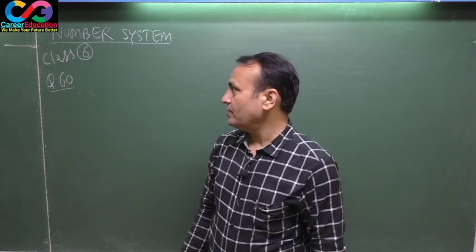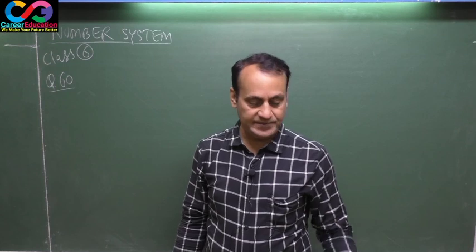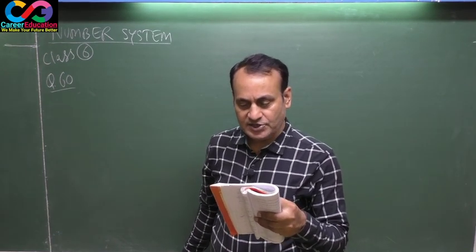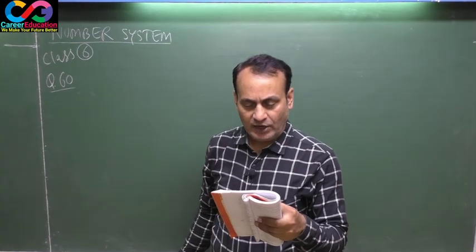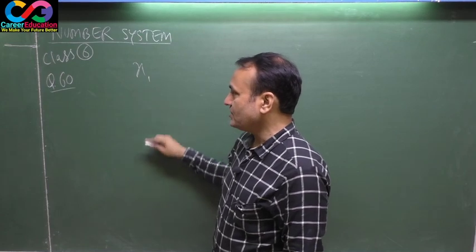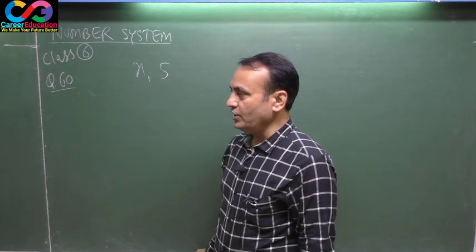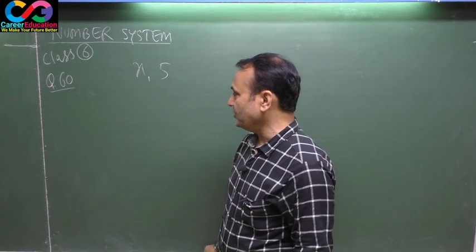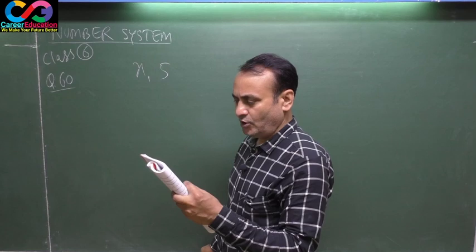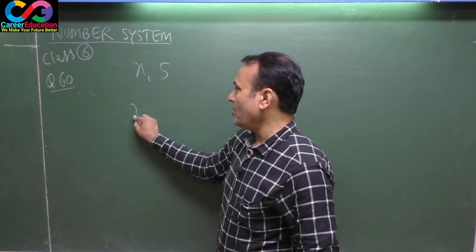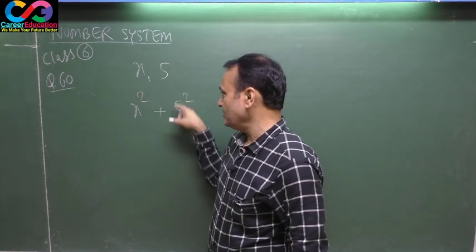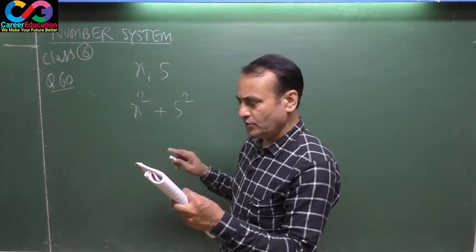Let us start number system class 6 question number 60. The sum of squares of two numbers is 386. One of the numbers is 5. What is the other number? See, if the other number is x and one is 5, according to the question, make an equation here. The sum of squares of two numbers means x square plus 5 square equals 386.